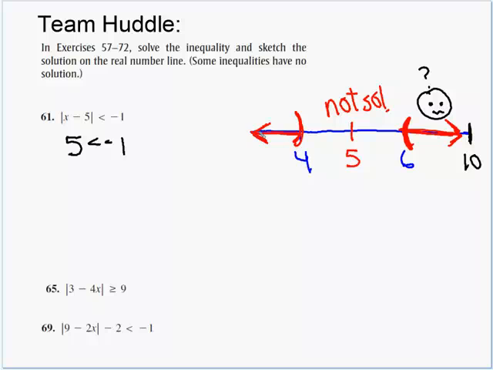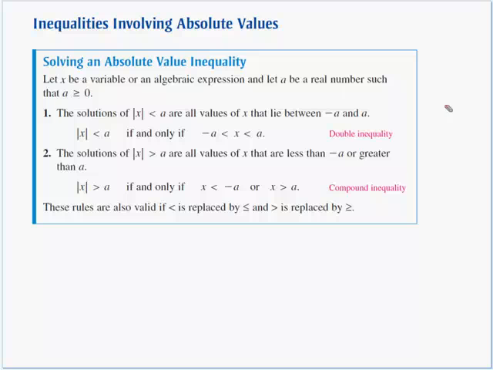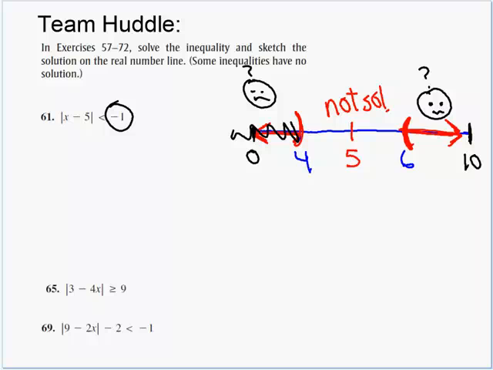What if I come over here, less than 4, maybe 0? That's an easy number to plug in and test. If I plug in 0, 0 minus 5 is negative 5. The bars would make that positive 5. Is 5 less than negative 1? No. What's going on? Probably the easiest way to catch this as a no solution is back here to the original setup. Let x be a variable or an algebraic expression. Let a be a real number such that a is greater than or equal to 0. A must be positive, and that's not what we have here. That's a negative answer. So that sort of violates the setup to using this property of absolute values on inequalities.